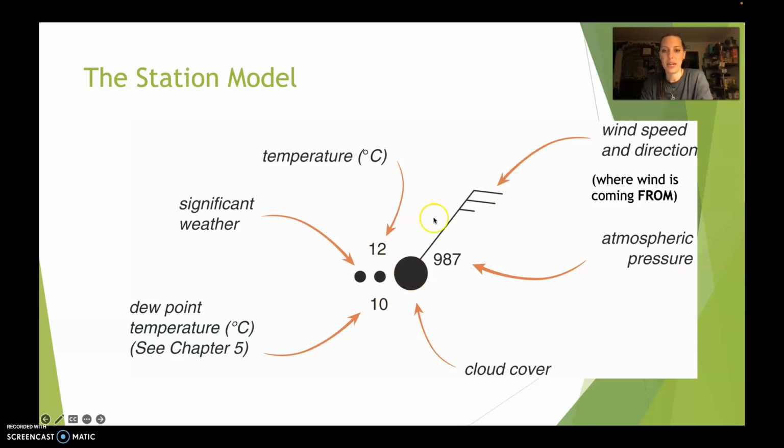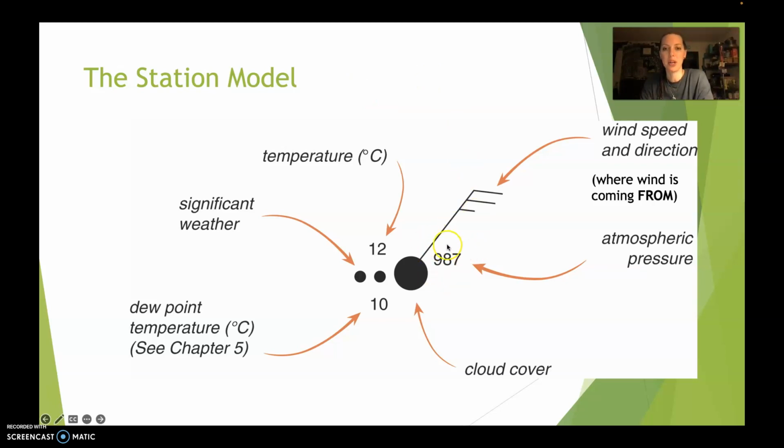And then this fun little guy here, this tells us three main things. One, cloud cover. So basically how filled in this circle is will tell us how many clouds are in the sky. And then this little thing here we call a wind barb. And this tells us wind speed and direction, meaning where the wind is coming from. So in this particular example, the wind is coming from the northeast. So again, if you ever need to, draw a little compass to remind ourselves north, east, south, and west, no shame in that. I do that all the time.